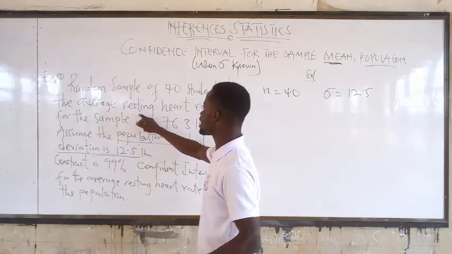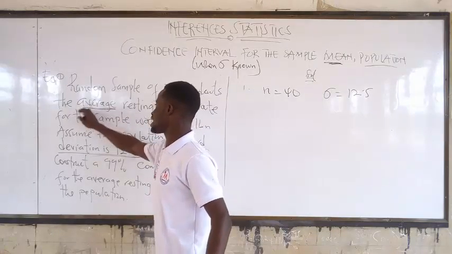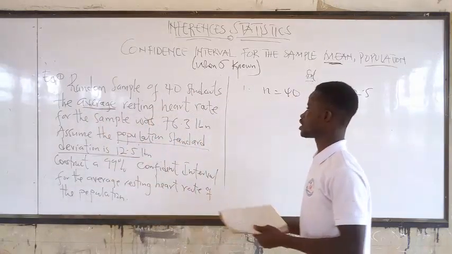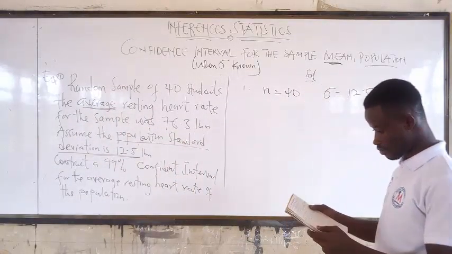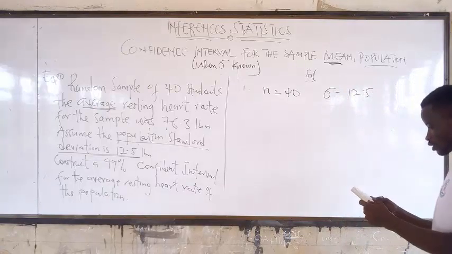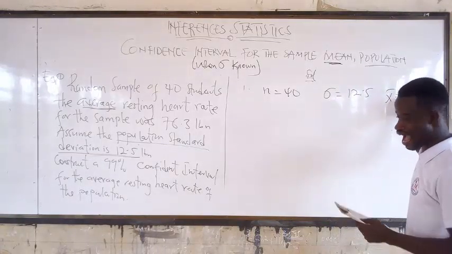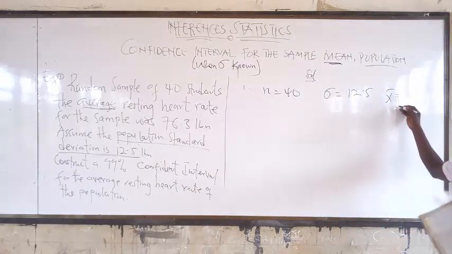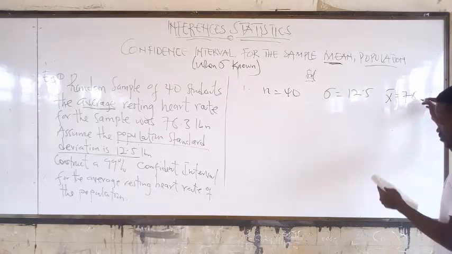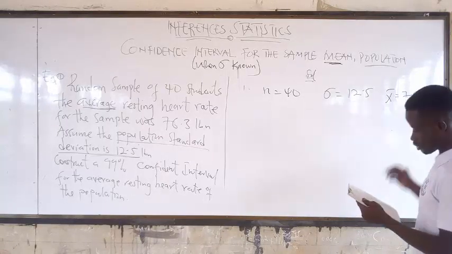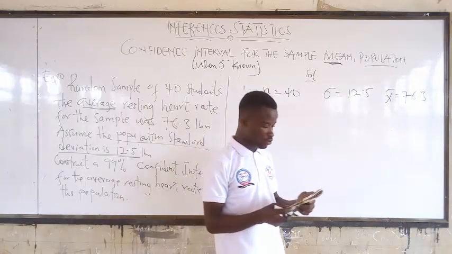The average resting heart rate for the sample was 76.3. Good. So that one too will be the x bar. The x bar, that is the point estimate. That's the point estimate, 76.3. And what again do we need?